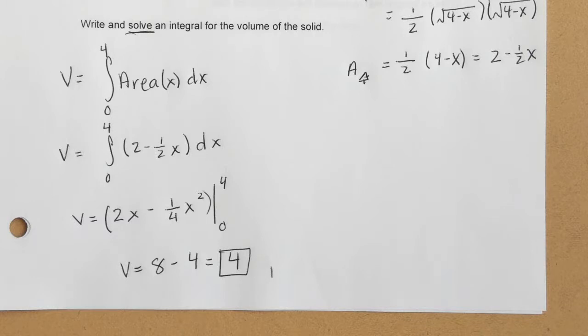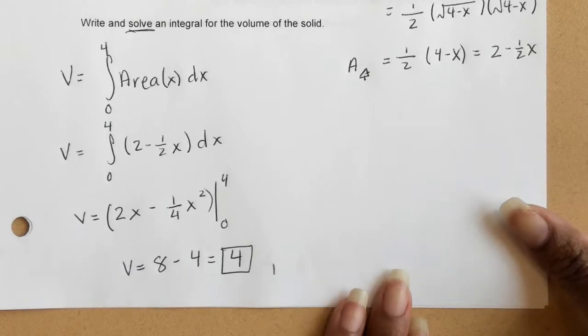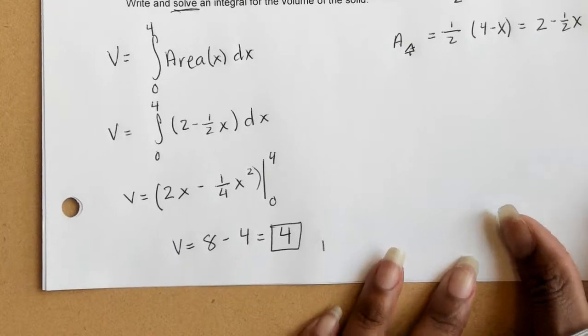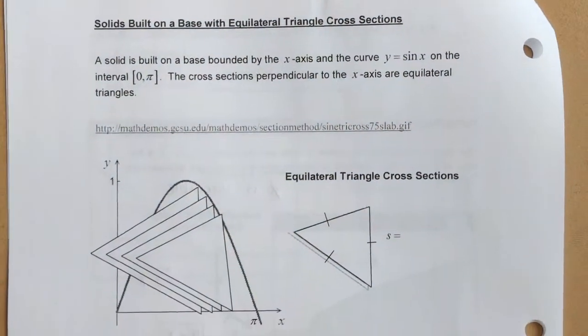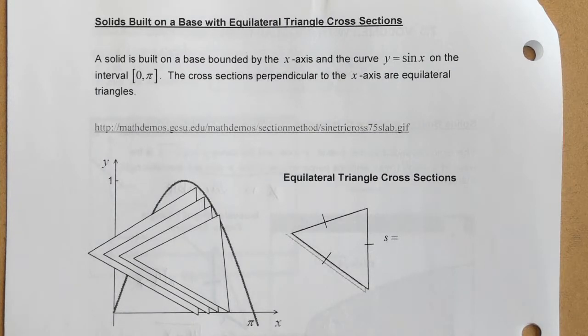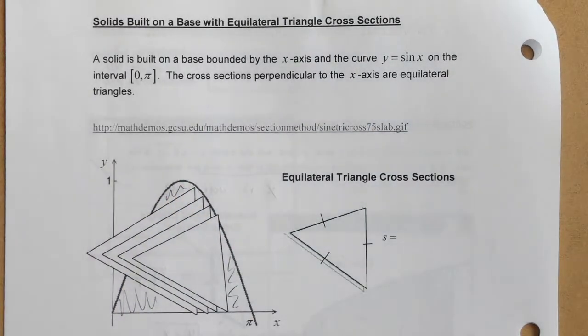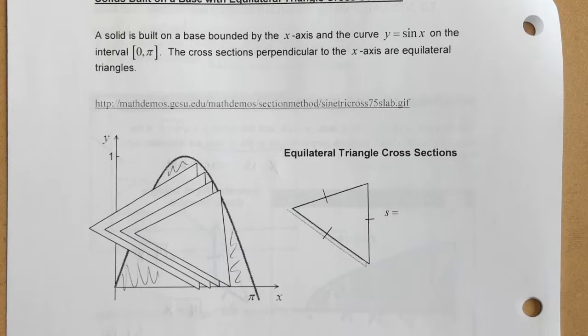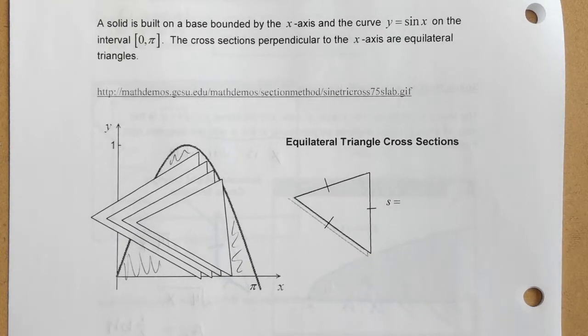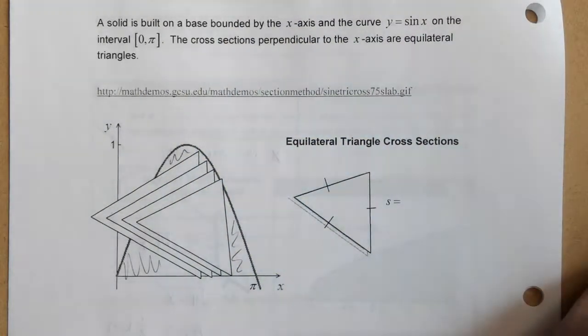So now let's look at what the volume would be for different shapes. So now let's look at where we have a base, that's our shaded area. And now we're building a whole bunch of equilateral triangles on top of it, and those are going to be our cross sections. So we're building this solid, and if we slice it open, then the shape of that slice would look like an equilateral triangle. That's where the word cross section comes from.